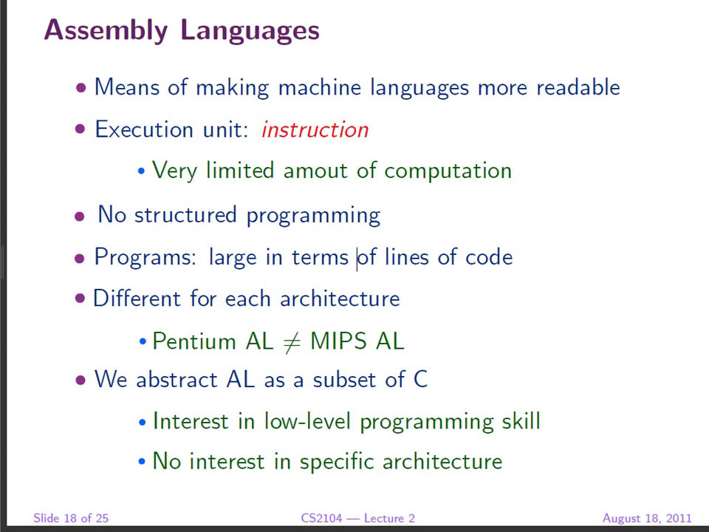Programs are large in terms of lines of code, but every line of code will only take a few bytes of machine code. So a 20,000 line assembly language program, which by means of programming effort would be very large, in fact would produce only 50 to 60K of code, which by today's executable sizes is very small. They're different for every architecture, so the Pentium assembly language is different from the MIPS assembly language.